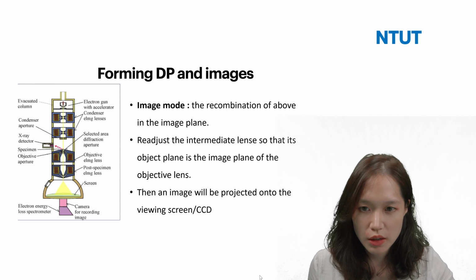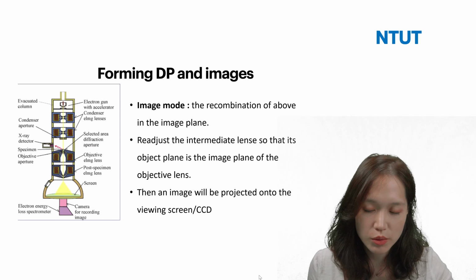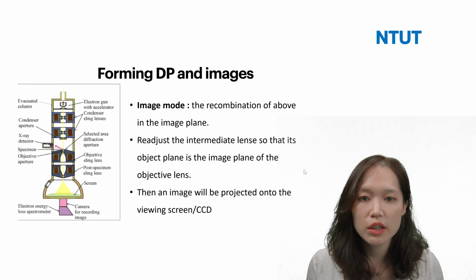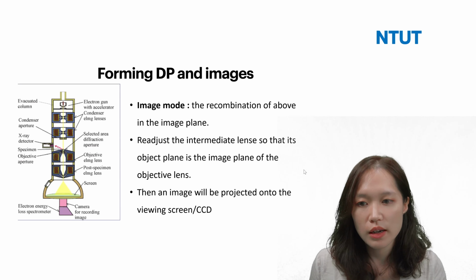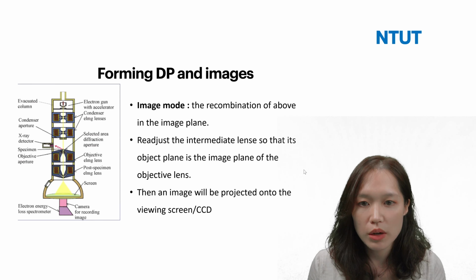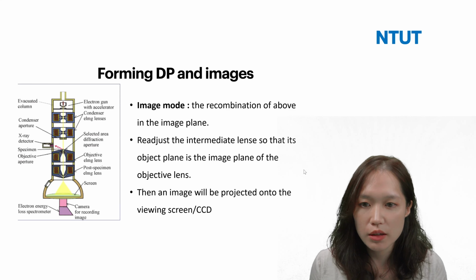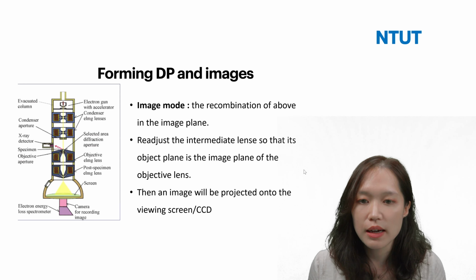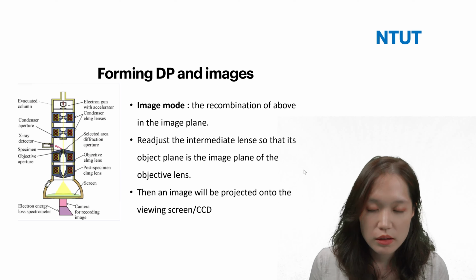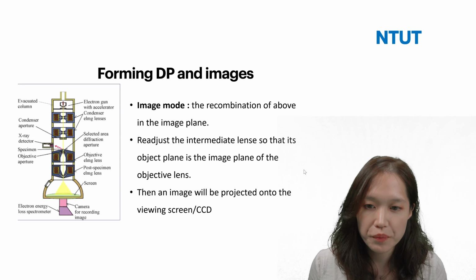Apart from the diffraction pattern mode, of course, as we mentioned, there is the image mode. This is the recombination of all the things that I said in the diffraction pattern mode, and what we have above in the image plane. So we're just changing what the plane is. We readjust the intermediate plane, so the objective plane is now the image plane of the objective lens.